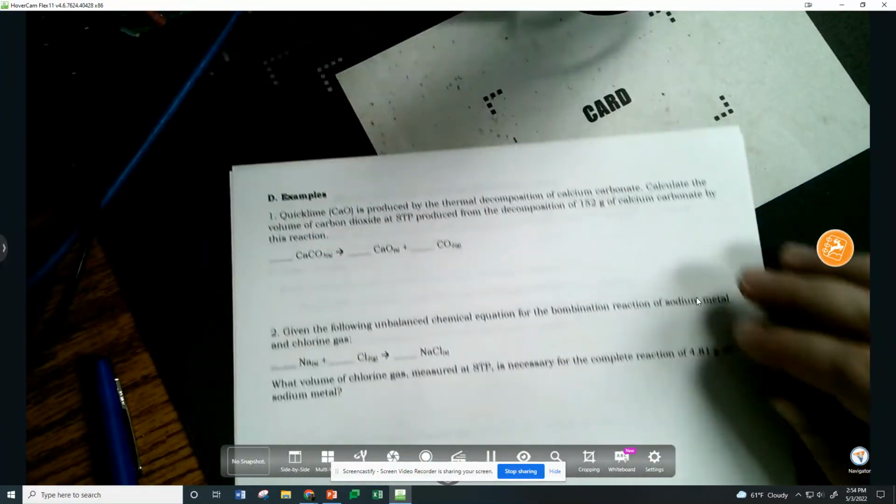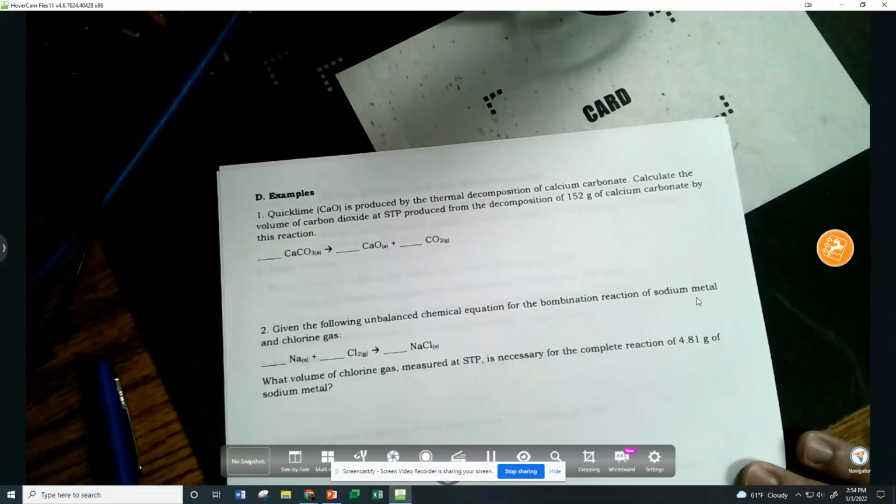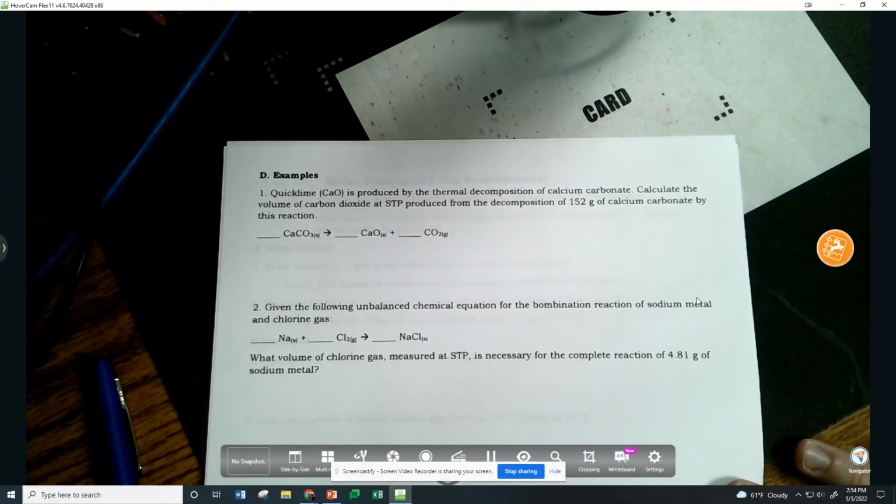So here we have quicklime. Calcium oxide is produced by the thermal decomposition of calcium carbonate. Calculate the volume of carbon dioxide at STP, standard temperature and pressure, produced for the decomposition of 152 grams of calcium carbonate by this reaction.